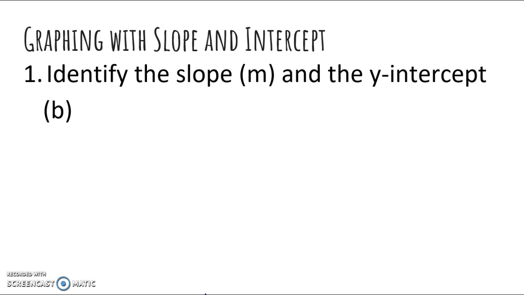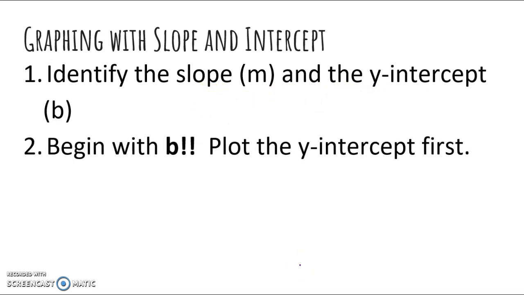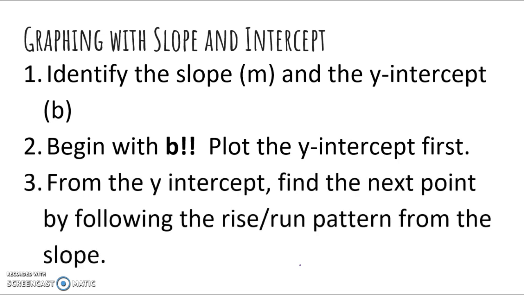But once you identify that it is in slope-intercept form, find the slope, the m, that's going to be the coefficient of x, and then find the y-intercept. Once you do that, begin with b. That means plot the y-intercept first. Don't try to do the slope first, do the y-intercept first. Then from the y-intercept point, which you've put a point there, find the next point by following the rise over run pattern from the slope.